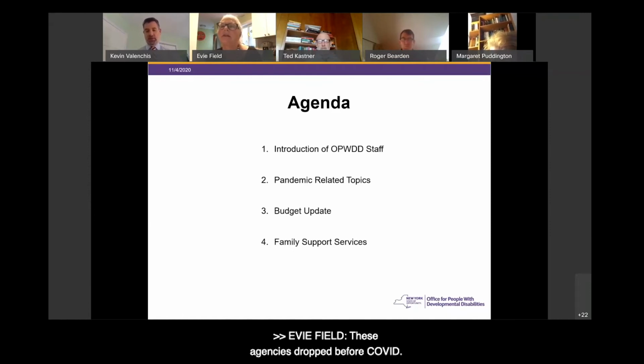These agencies dropped them before COVID, so it wasn't necessarily to do with COVID. So the monies are just not being spent on families.